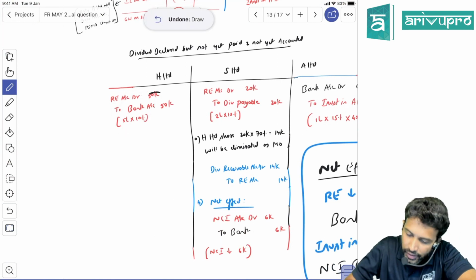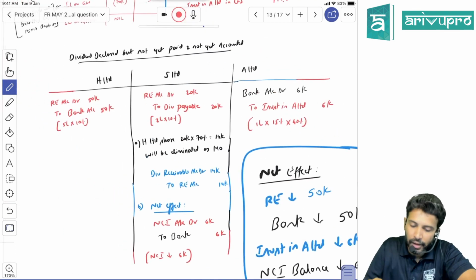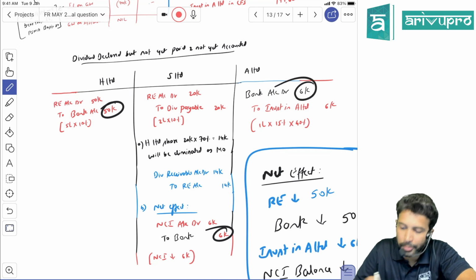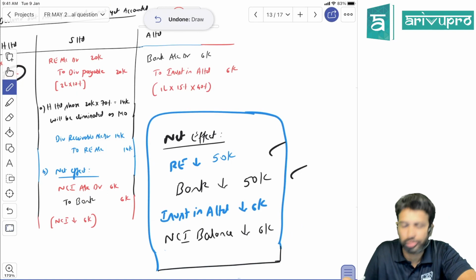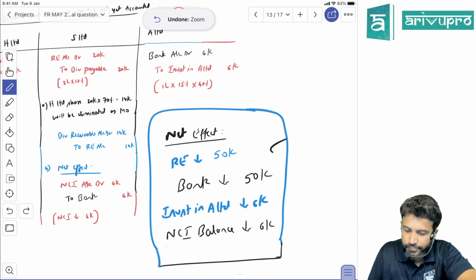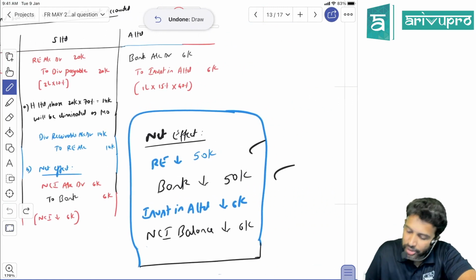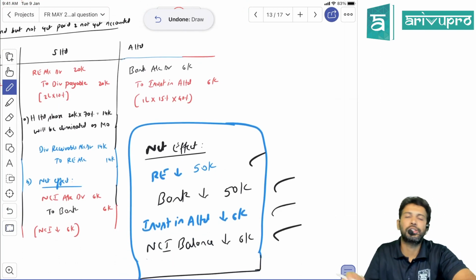What is the net effect? Retained earnings you debited by 50,000, so its balance will reduce by 50. Bank here you credited by 50, credited by 6, so 56. Here you debited by 6, so that means the net impact is bank will reduce only by 50,000. That is one. These two are over. NCI you debited by 6,000, so NCI balance will reduce by 6. Investment in associate you credited by 6, so its balance will reduce by 6.